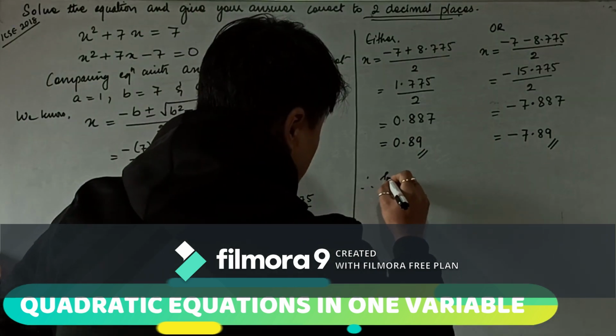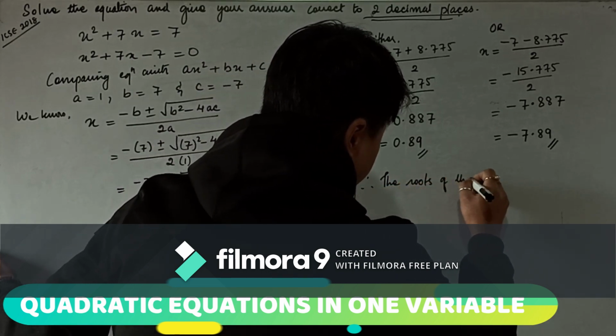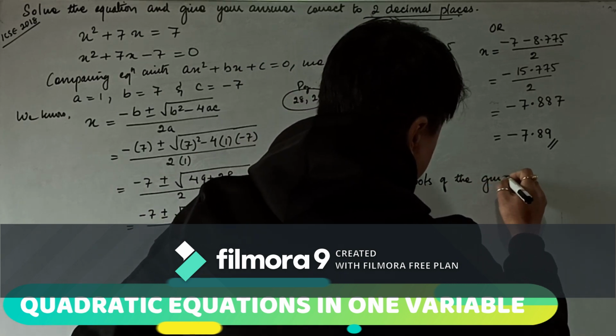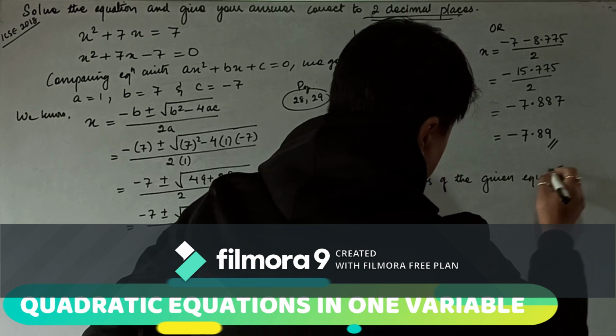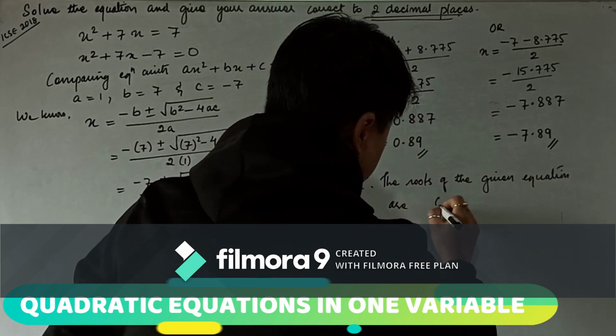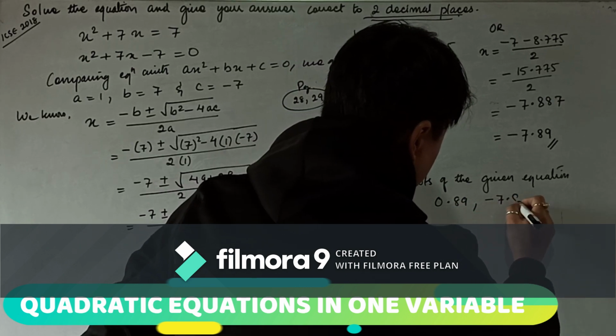Therefore the roots of the given equation are, we got two values, 0.89 comma minus 7.89.